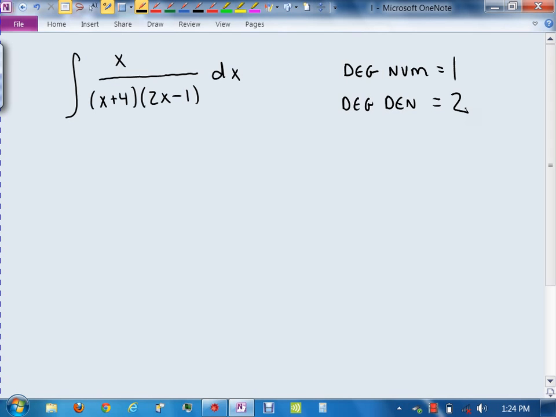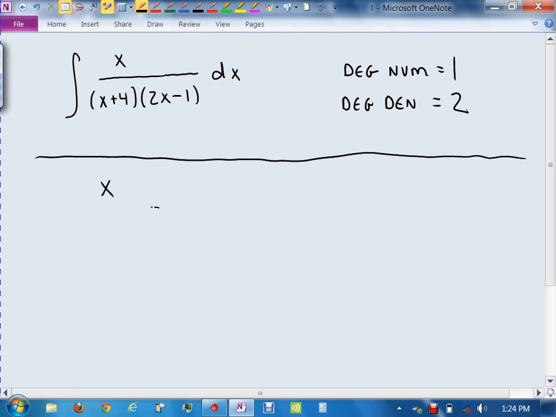So now what I need to do, and this is going to be like scratch work, I'm going to come back to this integral in a second. What I'm going to do is rewrite the integrand.